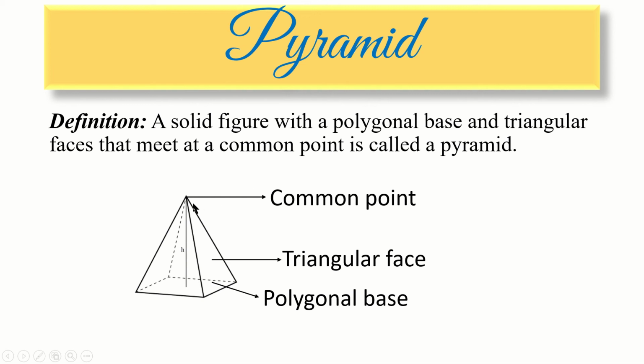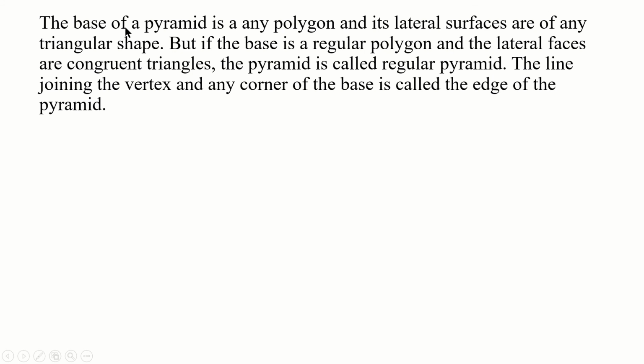That means they have a common vertex and each face will be triangular, but the base will be any kind of polygon, no problem. This is a pyramid. Remember this. The base of a pyramid is any polygon and its lateral surfaces are of any triangular shape.